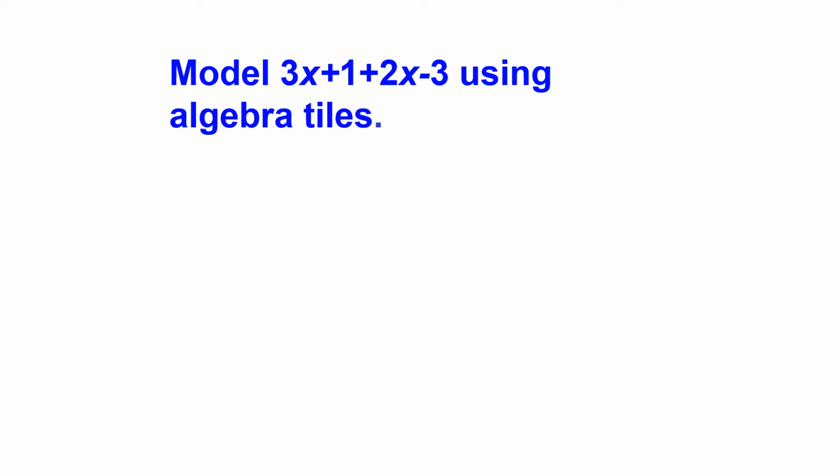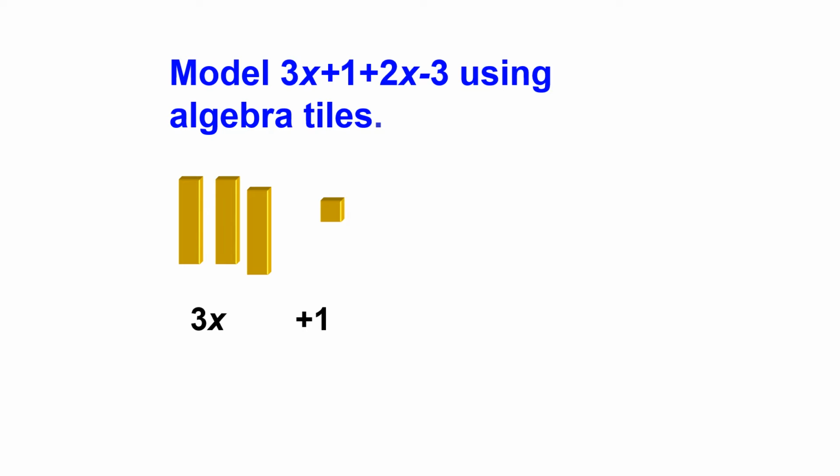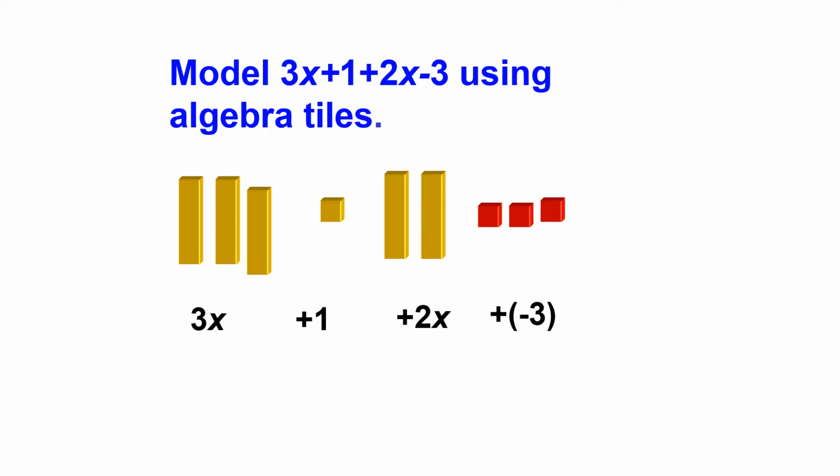With the tiles, 3x plus 1 plus 2x minus 3. So can you, in your head, get an idea of what that will be? 3x, you know what that is, and then a single 1, 2 more x's, and a negative 3. So that's going to change the color. So there's 3 x's. There's that single 1. We need 2 more x's, and now we're going to subtract 3. Those are the red single squares.